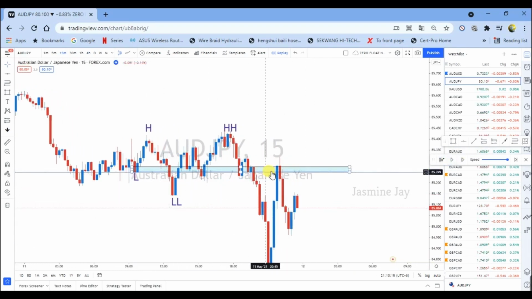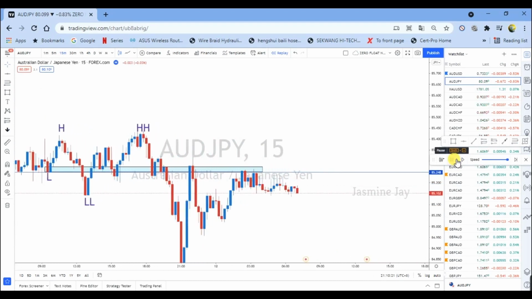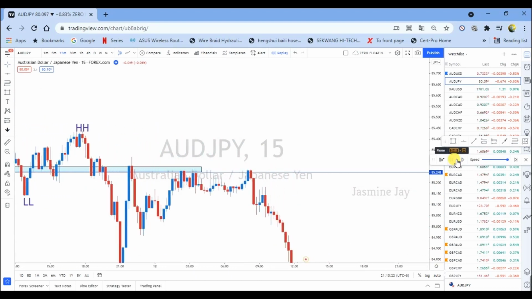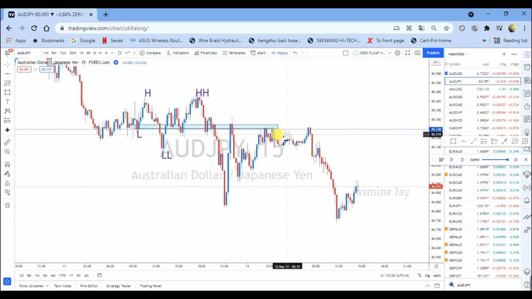As we can see, the price has finally come back to this area, reacted and continued the downtrend. As you can see, the price has reacted from here to our supposed TP, this area. It is close to 60 pips. So this is a very good win ratio reward for our setup.